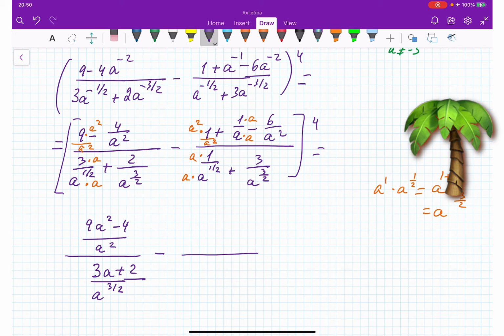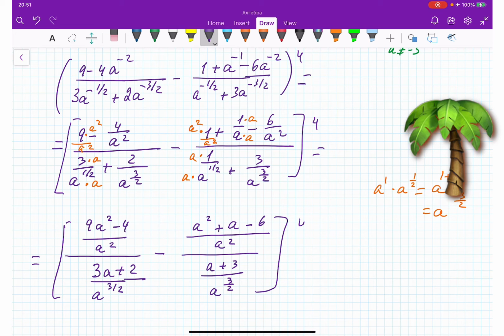And we are getting here a squared, and here we get a squared plus a minus 6. In the denominator, we get a plus 3 over a to power 3 over 2. And all this to power 4.